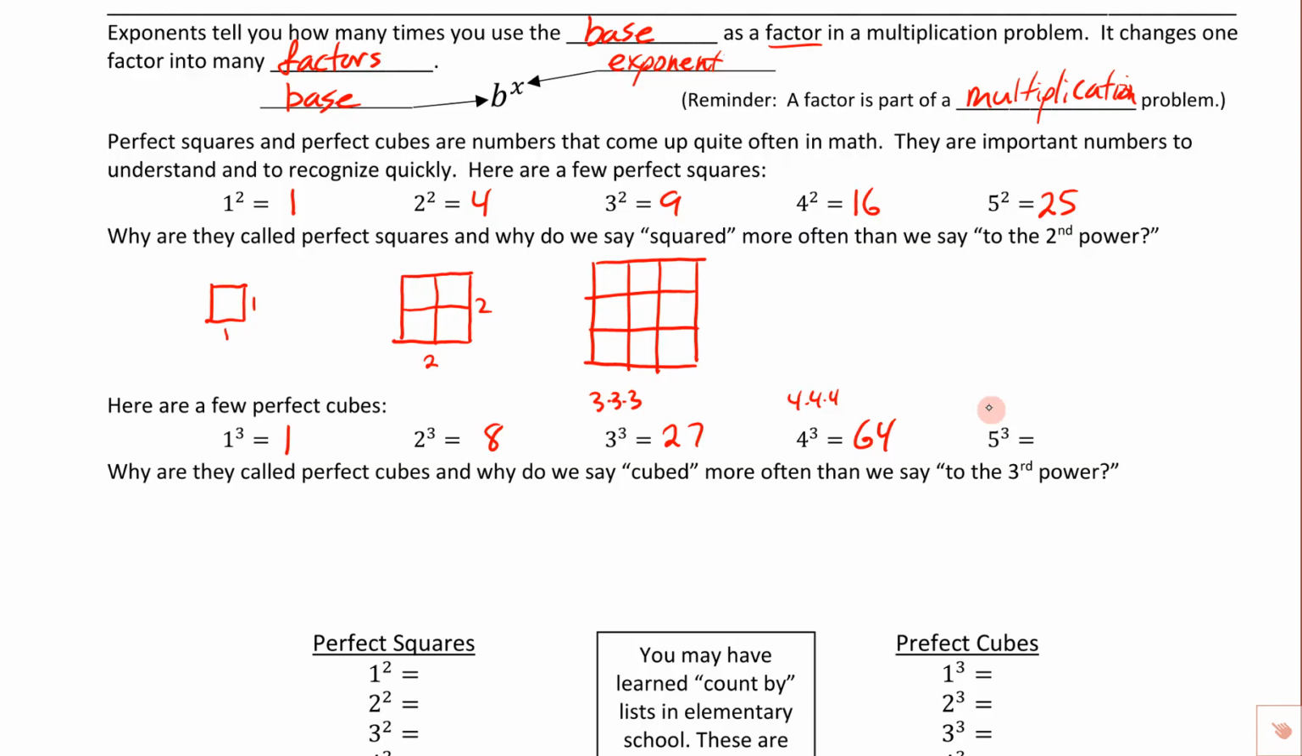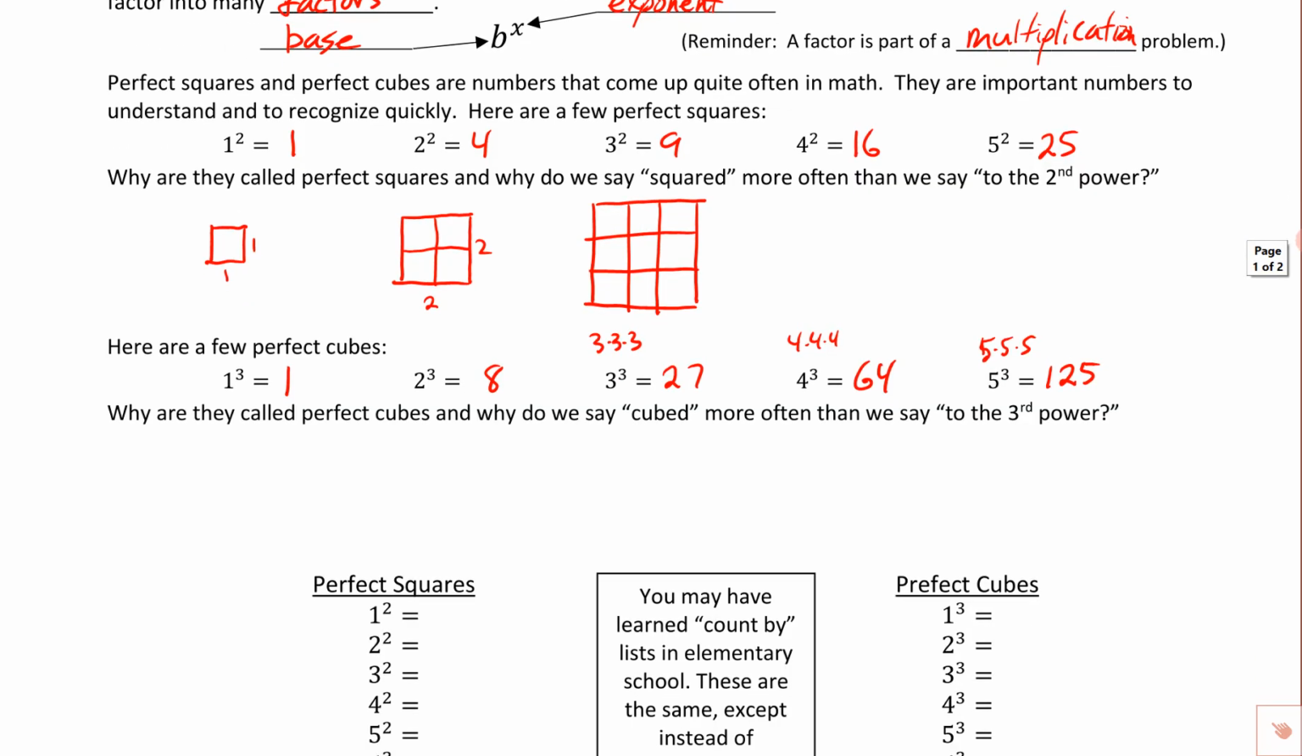And then the last one that we're going to talk about right here, this is going to be 5 times 5 times 5. So this would be 5 times 5 is 25, times another 5. So this is like having 5 quarters. If you had 5 quarters, you'd have $1.25. So this is going to be 125. Now, I'm going to draw kind of a visual, kind of graphically, why we call these perfect cubes. And it goes back to this right here.